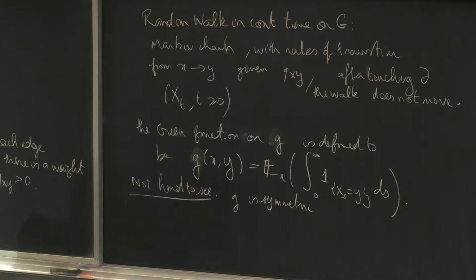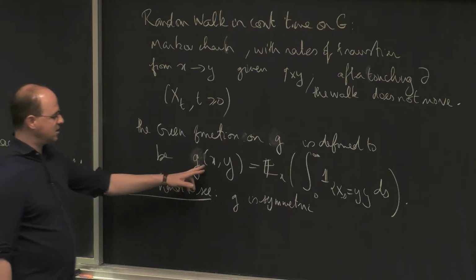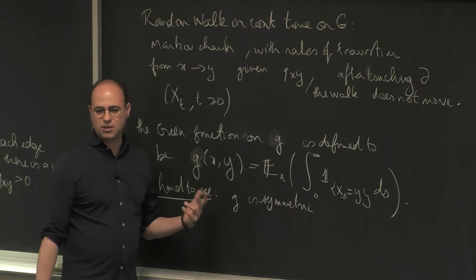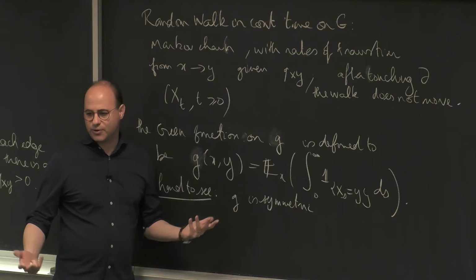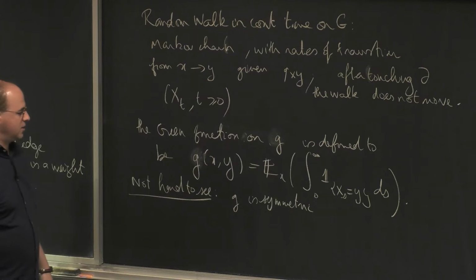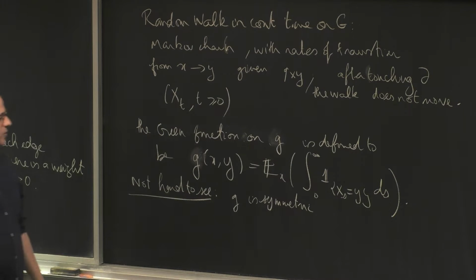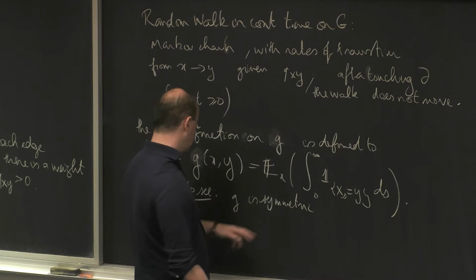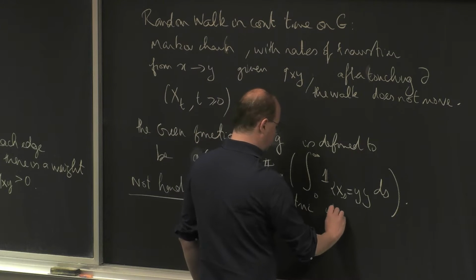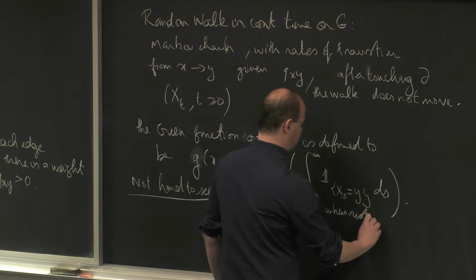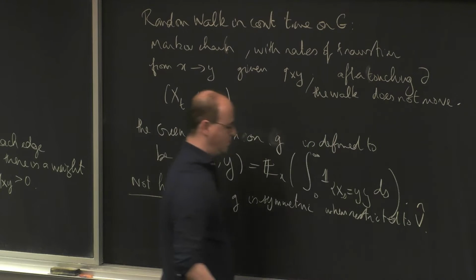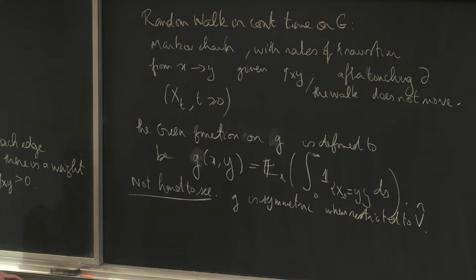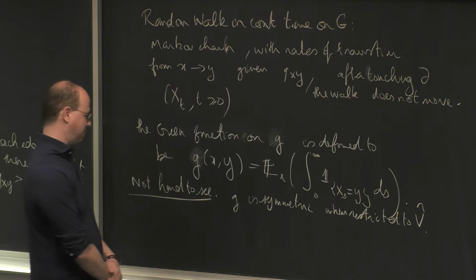Oh, yeah, but okay, so as soon as x is the boundary, then the walk is trapped, and G of the boundary and any other vertex will be 0. Yes, maybe that's right. It's symmetric when we restrict it to the true graph, basically, away from the boundary.